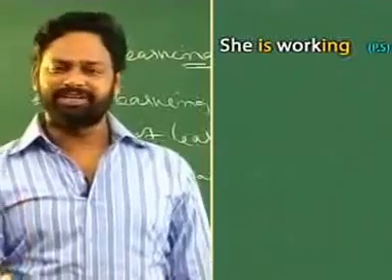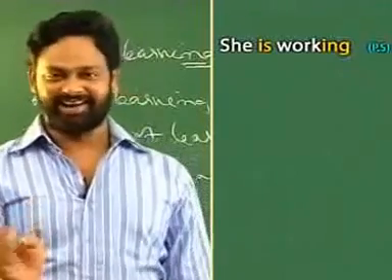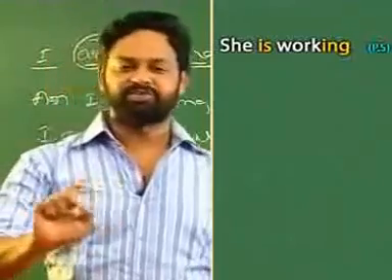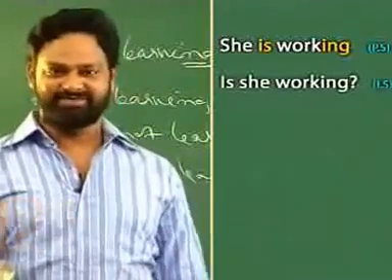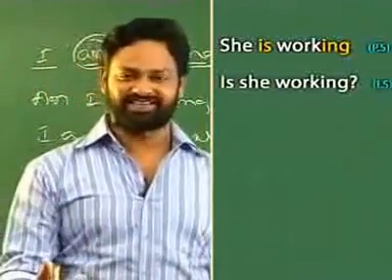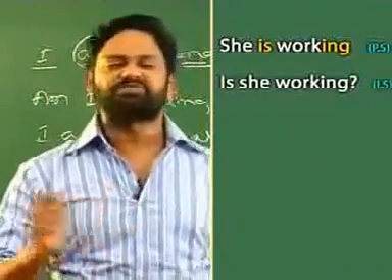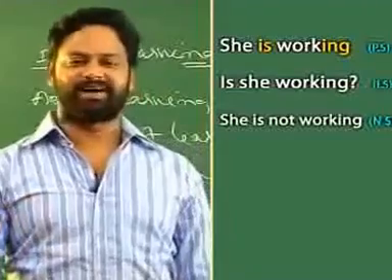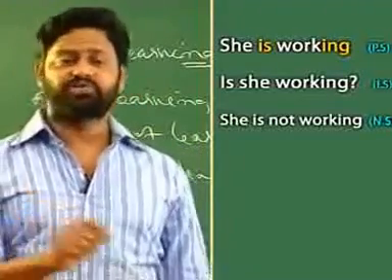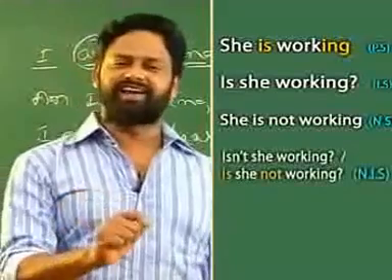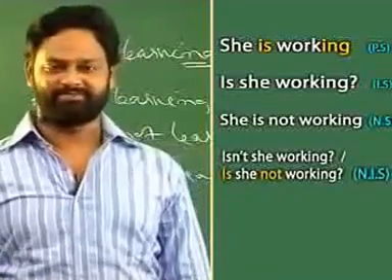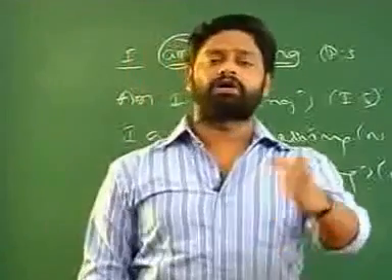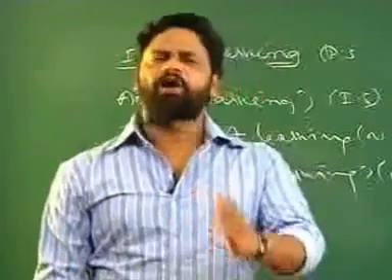What is the helping verb in this? Is. Let us say, if you want to ask a question, is she working? Is she working? That's an interrogative sentence. Say a negative sentence, she is not working. She is not working. Is she not working? You can say Is she not working, or we can also say Isn't she working? Isn't she working? One more. Let me say, they are playing. They are playing.